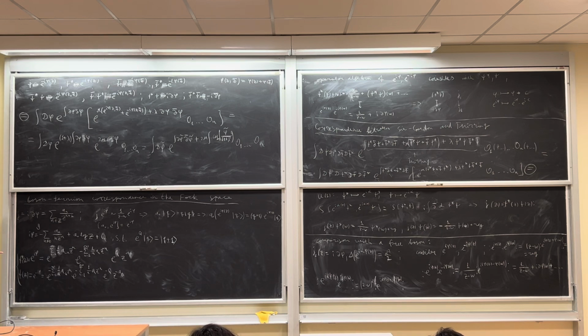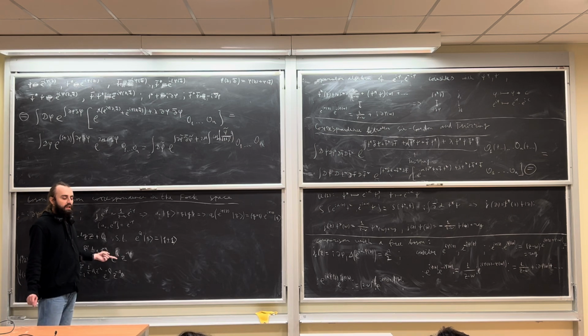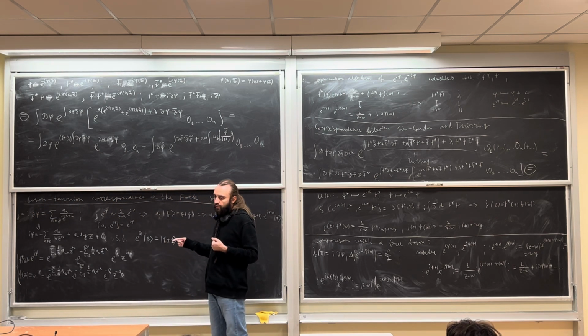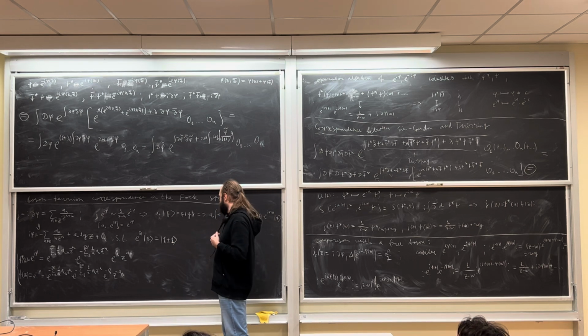So if you write it this way, then there are some explicit operators which can act on the bosonic Fock space, and actually not on one bosonic Fock space. We have an entire collection of these Fock spaces with eigenvalues of the zero mode equal to integer numbers.